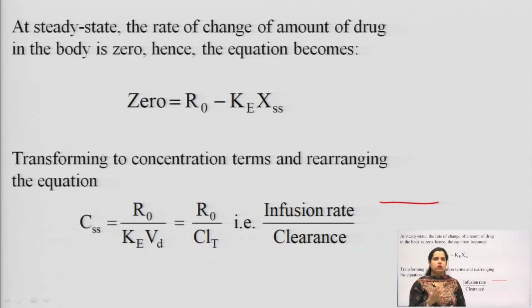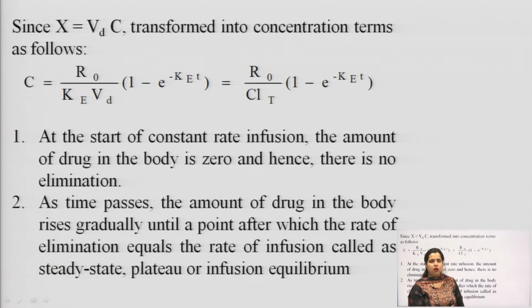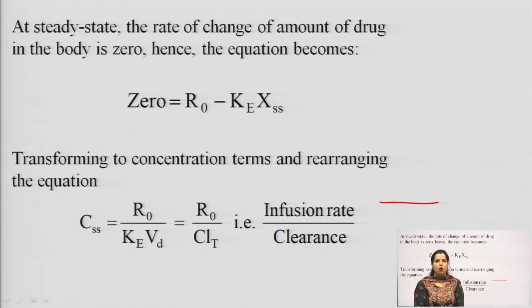So, the equation becomes 0 is equal to R0 minus ke Xss, where we have replaced x with the steady state amount. Xss is the drug amount at steady state. Transforming to concentration terms and rearranging the equation, Css is equal to R0 by ke Vd, and ke Vd is the clearance. So, Css is the infusion rate divided by clearance. Basically, your steady state concentration depends on these two parameters, infusion rate and clearance, that is, infusion rate and elimination.